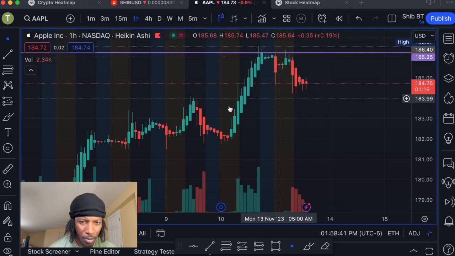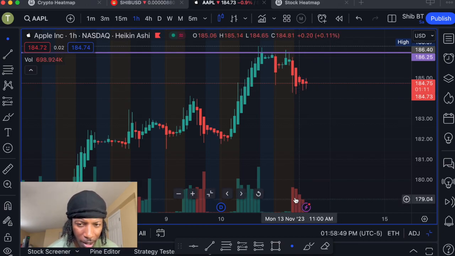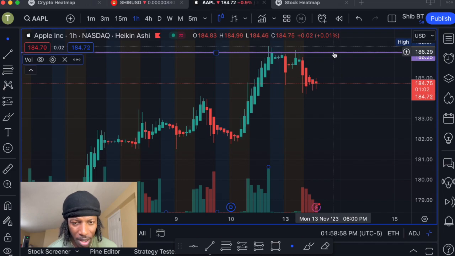It's getting stopped out here. It's getting stopped out here at 185. But we're going to need the buyers. We got big sell candles here. We're going to need the buyers, and it's slowing down. But we're going to need the buyers to step up to at least get us back to that 185 here on Apple.